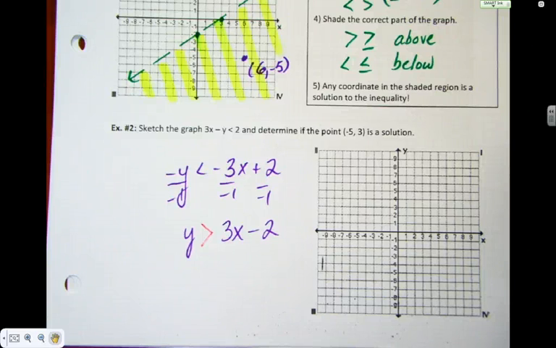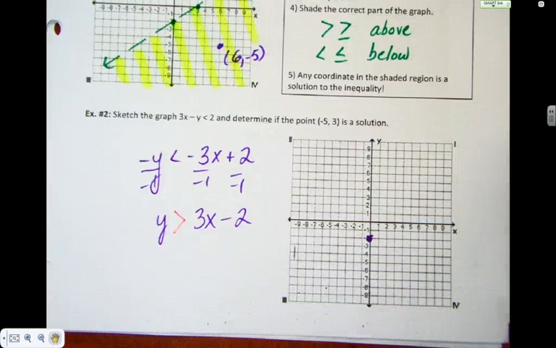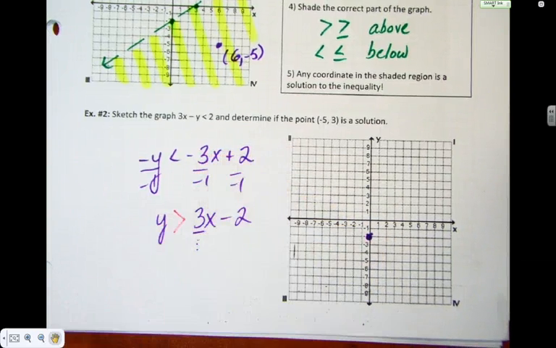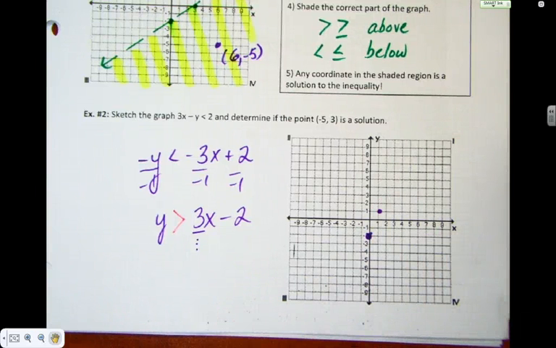What's the b value? Which is -2 again. What's the m value? 3 over imaginary 1, which means we're going to count up 3 and over 1. Now what's going to happen is, because you did so many lines last semester, you're going to grab your ruler and you're just going to join them.